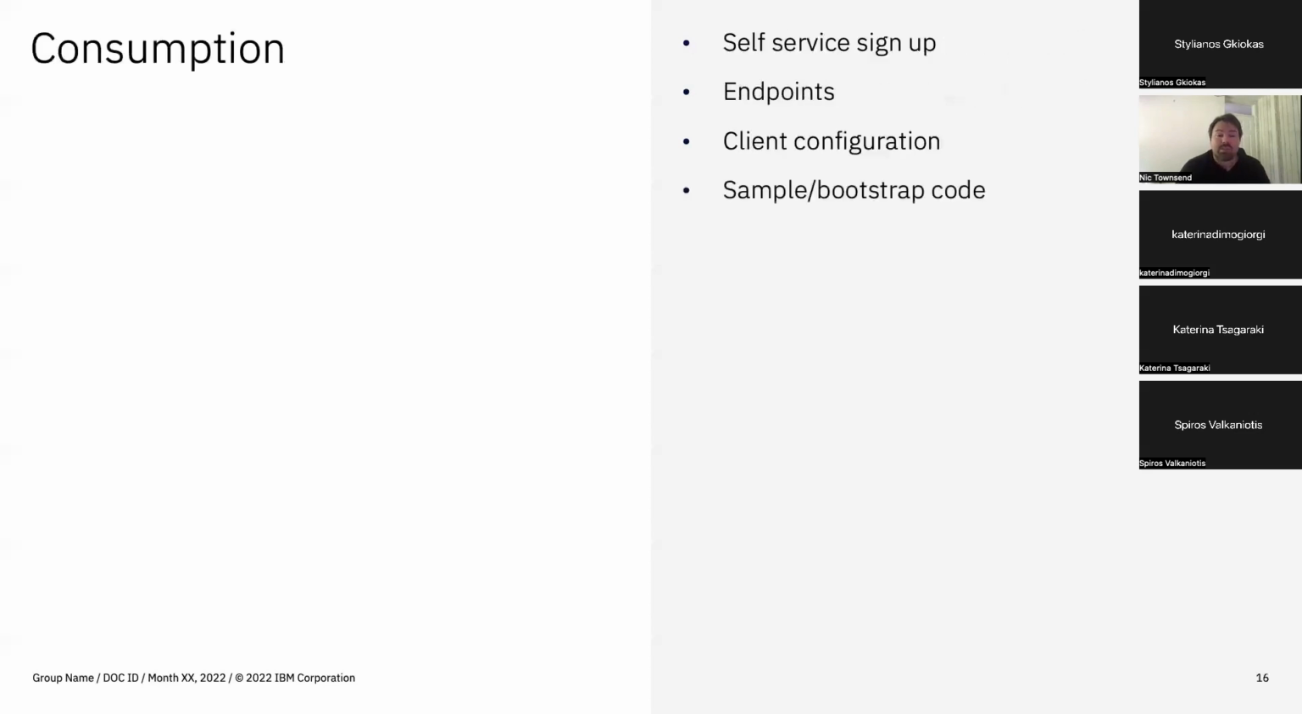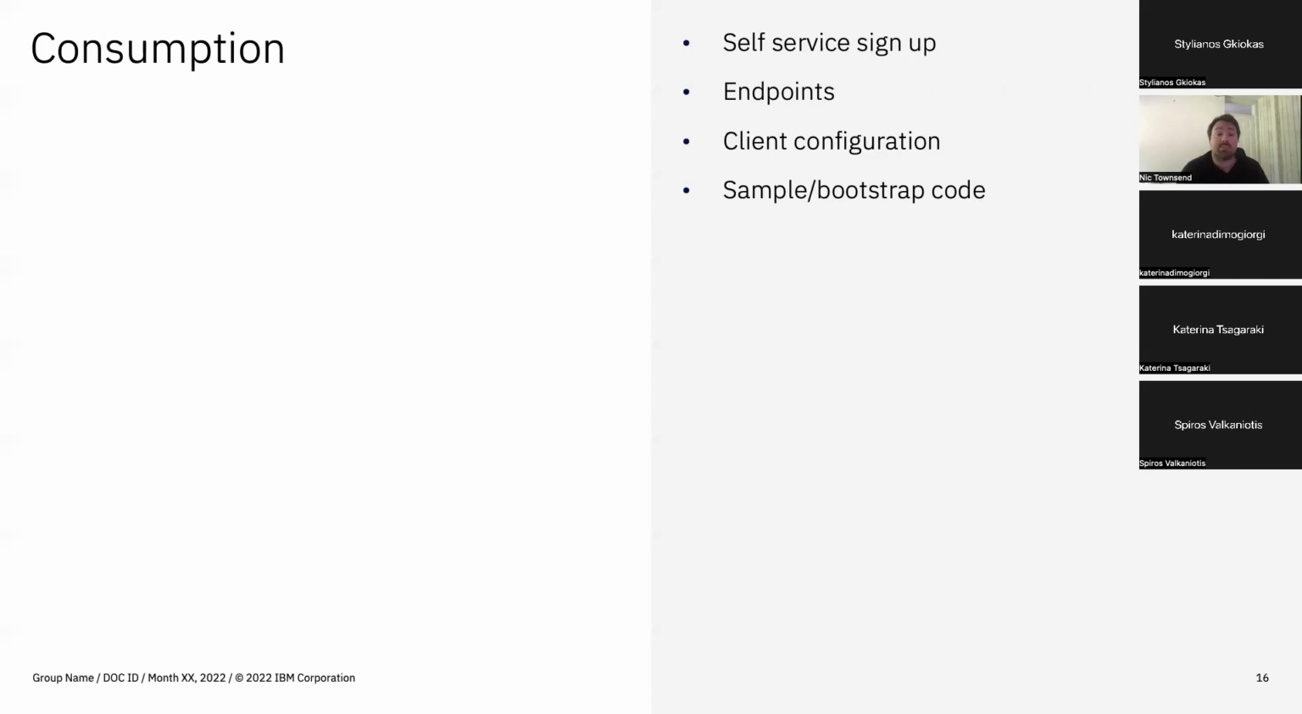And then I need to be able to consume the data in my application. So I need to be able to perform some form of self-service sign-up, some ability to request access that is automated in such a way that the Kafka administrators are not being inundated with requests. I need to be able to see where the endpoint is to be able to connect my configuration client to it. I need to be able to see any specifics for the client in terms of configuration.